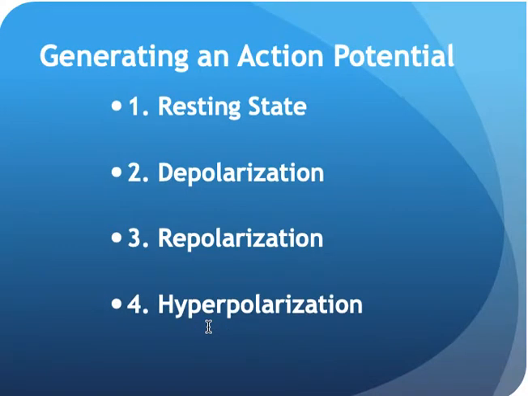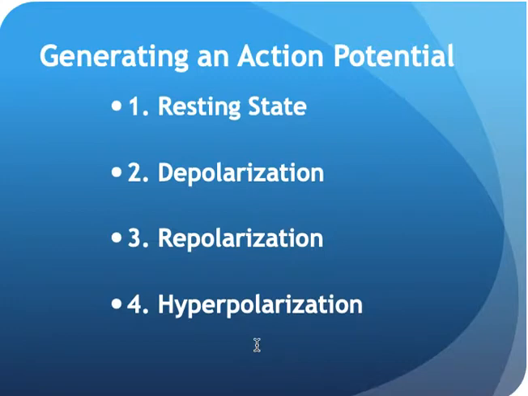Now we're going to look at the steps in generating an action potential. We get 4 steps. Number 1 is the resting state. Number 2 is the depolarization. Number 3 is the repolarization. And number 4 is the hyperpolarization. We're going to see this graph in a second. We're going to talk about each one of these steps and what's exactly going on.